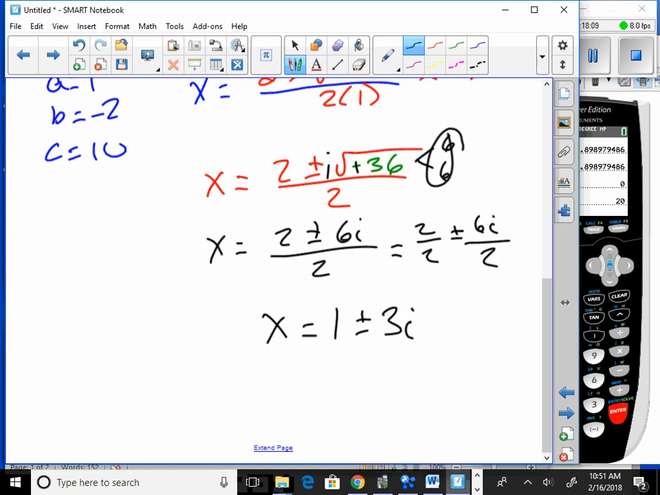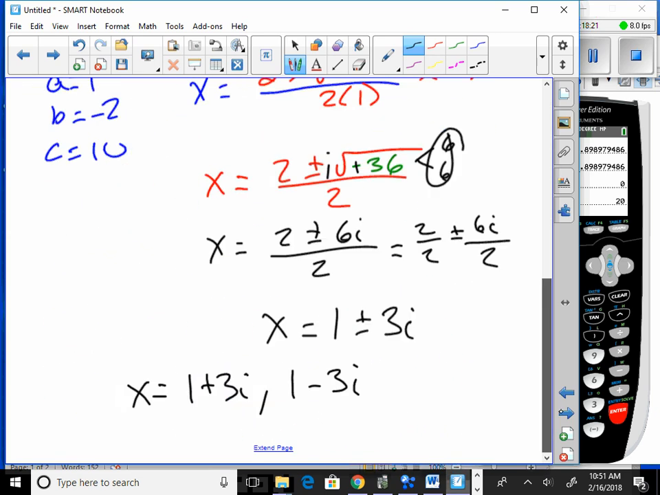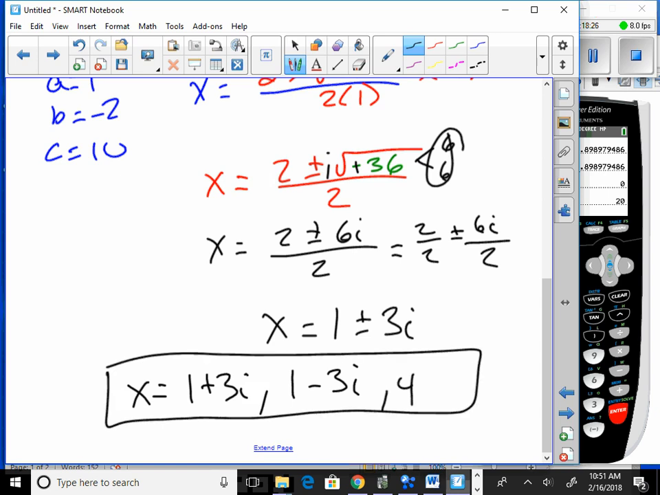So the question said, what are the other 2 roots? I now know what the other 2 roots are. That's really 2 of them. I would have 1 plus 3i, and the other root is 1 minus 3i. And then I have the original root of 4 that we were given at the beginning. So these are all of my 3 roots that I should have. And then this question didn't ask for factors, it just wanted the roots.